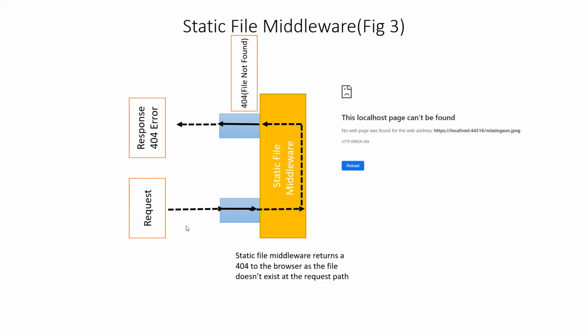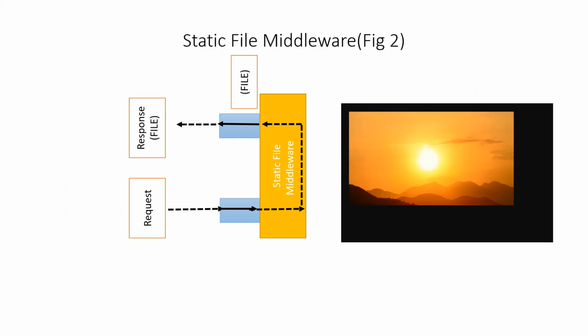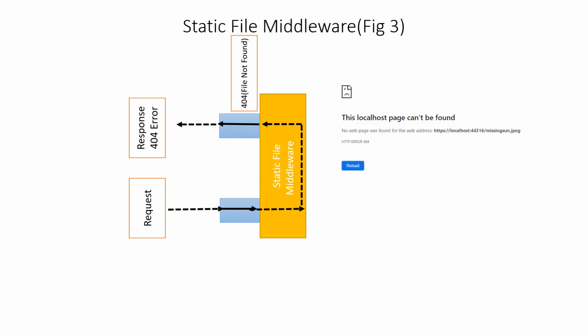Here again the request comes to the static file middleware, and static file middleware returns 404 to the browser as the file does not exist at the requested path. That's why we got the 404 error. So previously, if you see this one, a static file middleware returns the requested file after handling the request. But in this case, the localhost page cannot be found because it is not there at that request path.